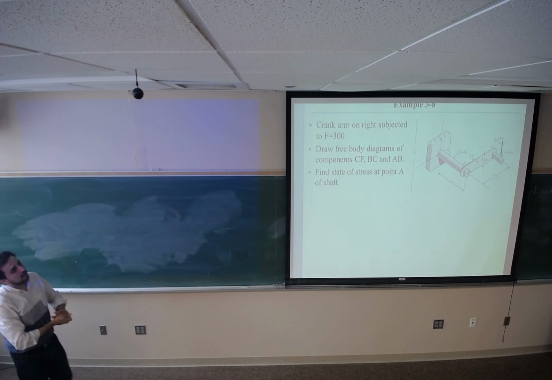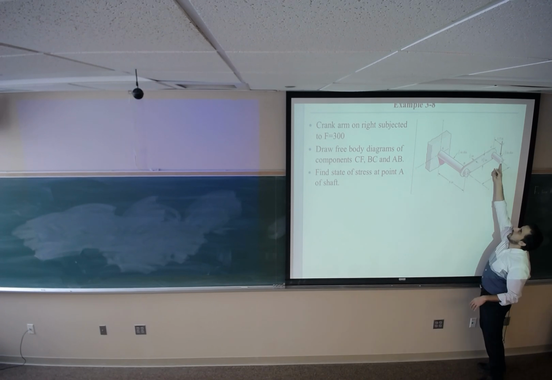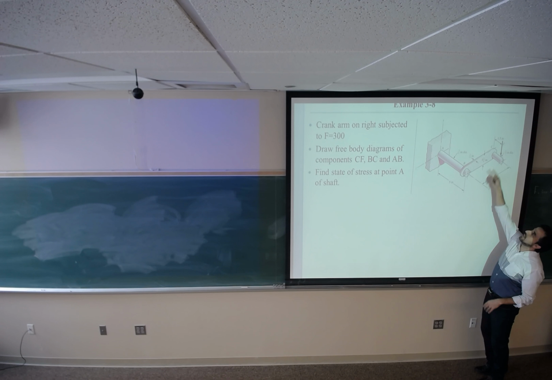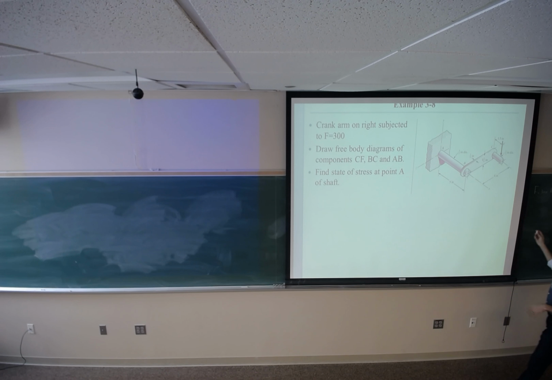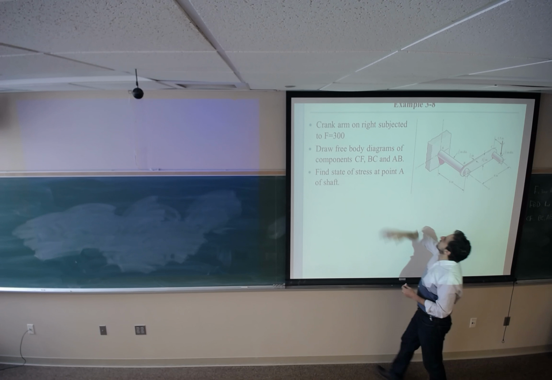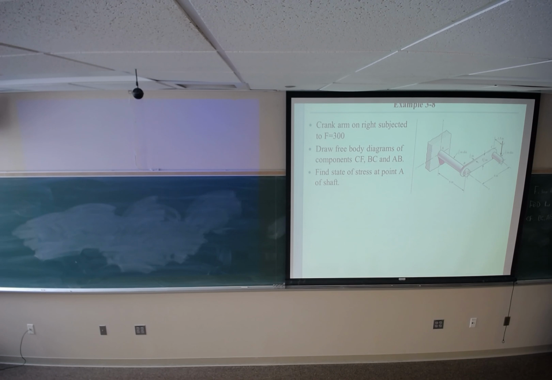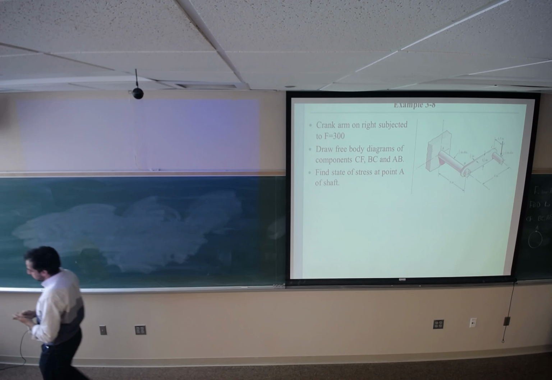First, we would like to draw a free body diagram for these three components: component CF, component BC, and component AB. After we did that, we would like to find the stress at point A of shaft AB. So point A is going to be this point. We would like to find the stress at that point.